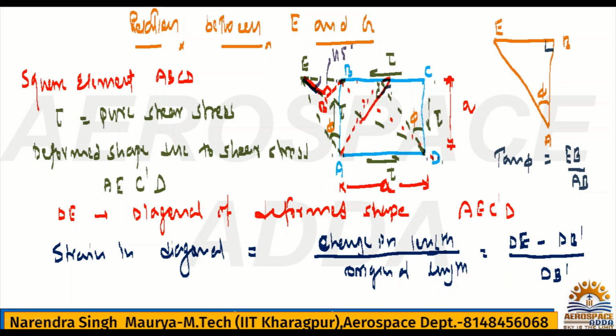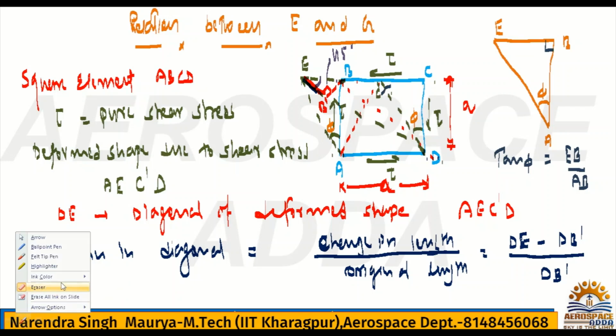So this AC dash, if you check the length, it is decreased. If you check the AC length, now AC length is decreased. It becomes AC dash, which means the length becomes shorter. If the length becomes shorter, it means compressive load is acting.